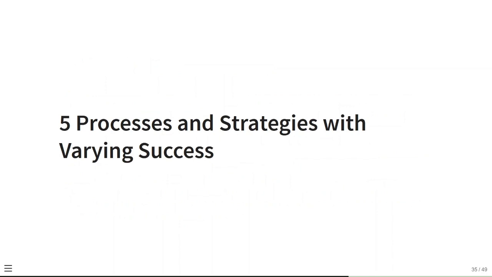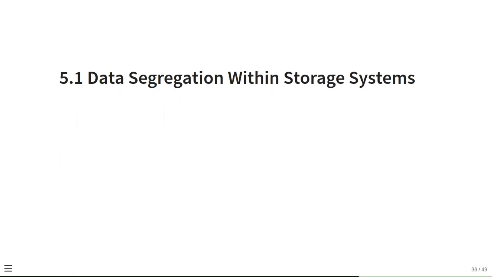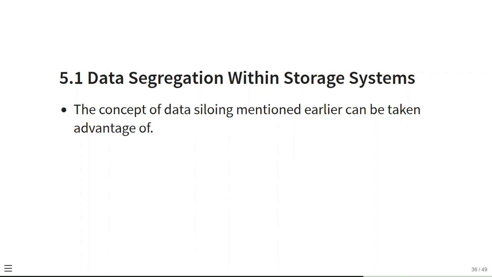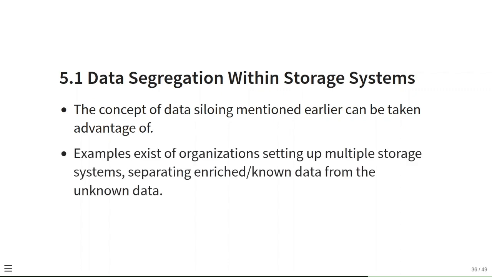Finally, we will take a look at some processes and strategies with varying success. Looking at data segregation within storage systems, the concept of data siloing mentioned earlier can be taken advantage of. Examples exist of organizations setting up multiple storage systems separating enriched or known data from the unknown data.